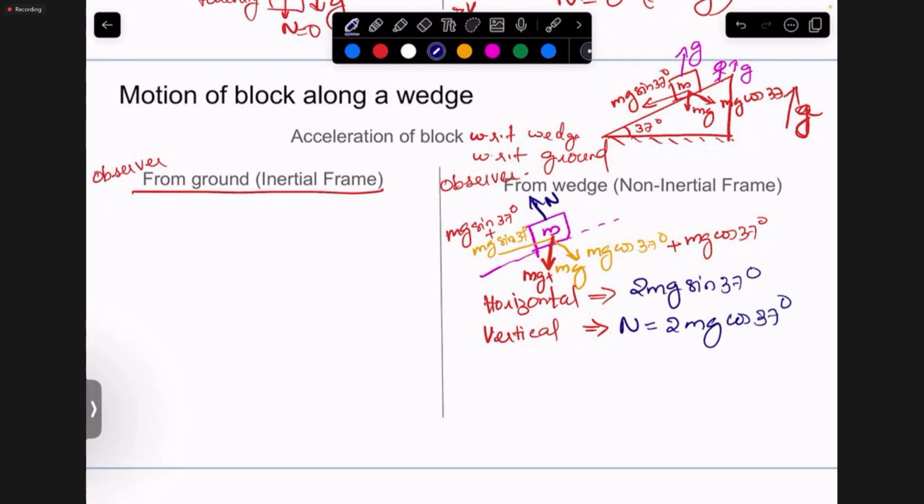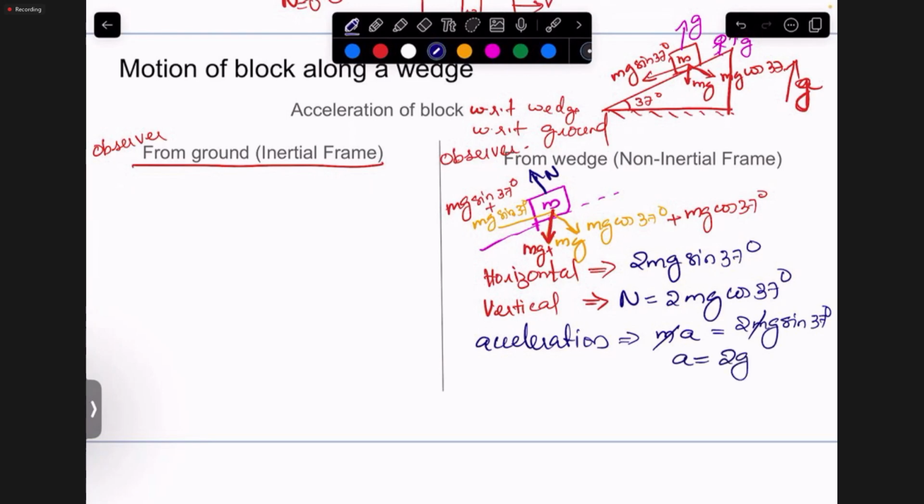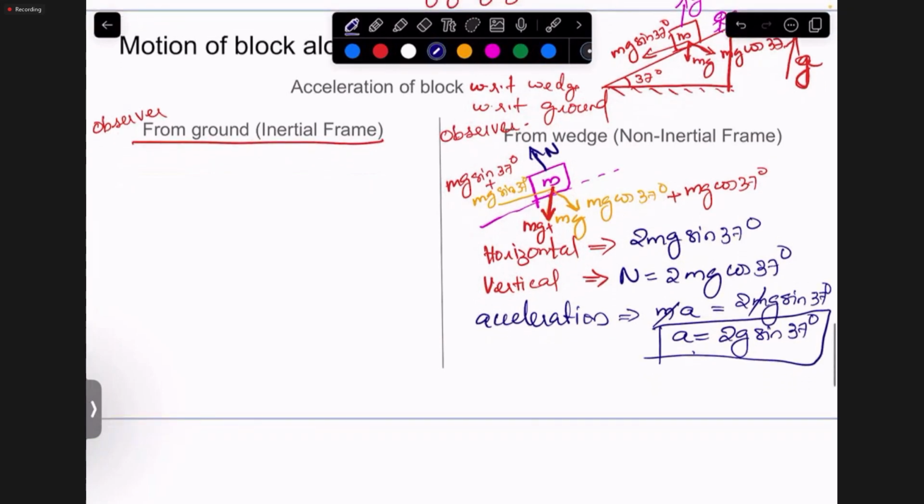That is how you find the reaction forces and the acceleration, the force which is pulling this mass, the block, downwards. So what will be the acceleration of this block? Mass times acceleration equal to 2 mg sin 37 degree. So m and m cancel. So a equal to 2g sin 37 degree. Okay. This is how you calculate the acceleration from the wedge.